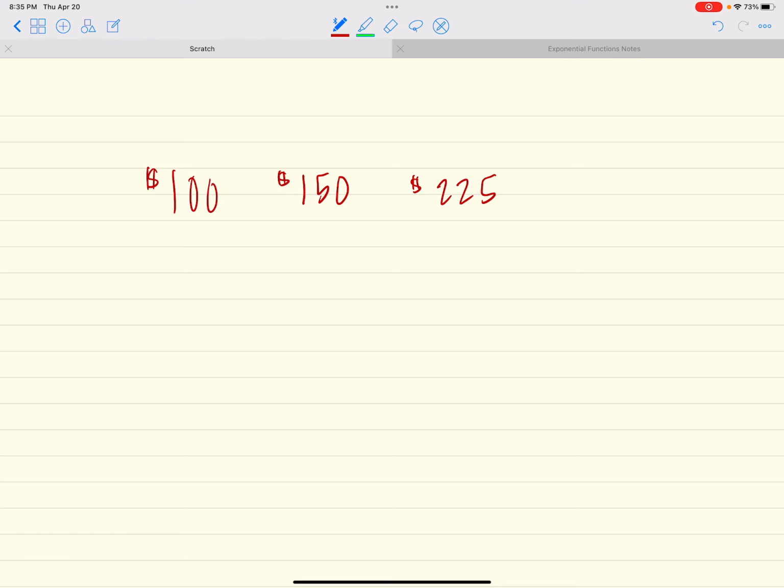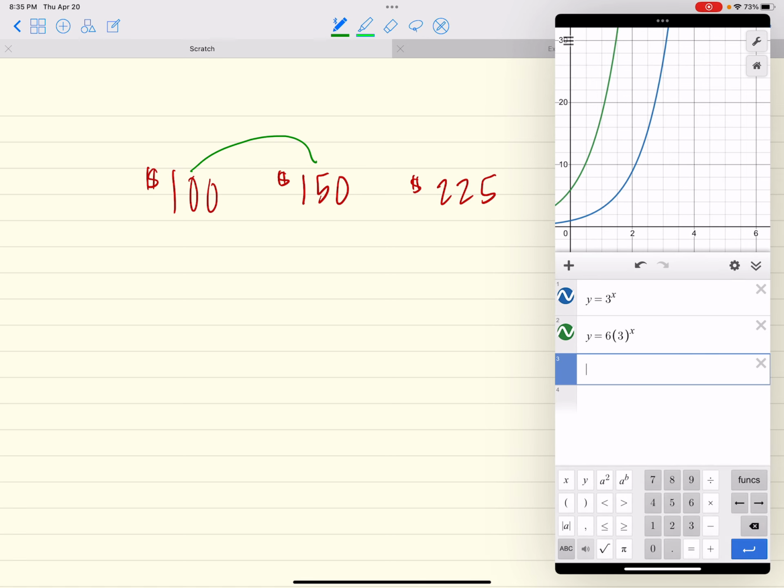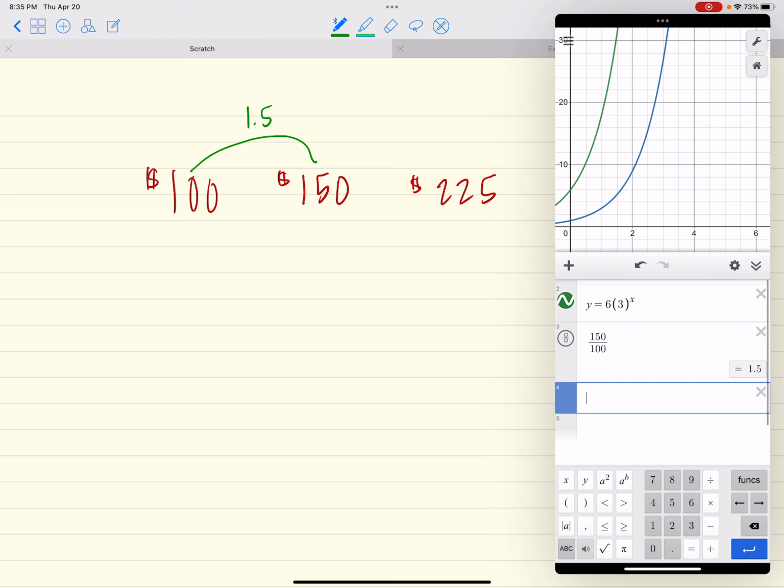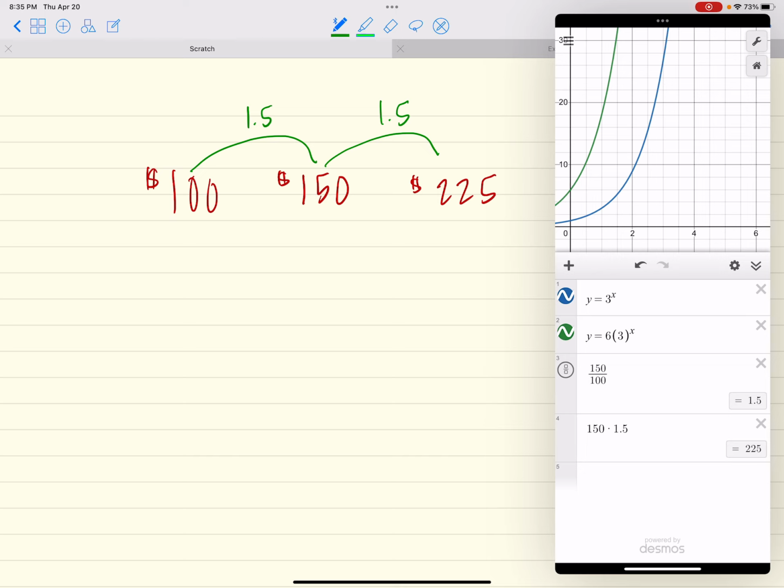And this ends up representing exponential growth. If we grow by a percentage or if we decay by a percentage, then we are going to see exponential growth. And you can see, maybe by the percents it's not as clear, but if I wanted to go from here to here, what am I multiplying by to go from 100 to 150? Or in reverse, if I took 150 and divided it by 100, then I end up at 1.5. So 100 times 1.5 would take me to 150. And if I multiply 150 by 1.5 again, then it takes me to 225. So my growth factor is 1.5.